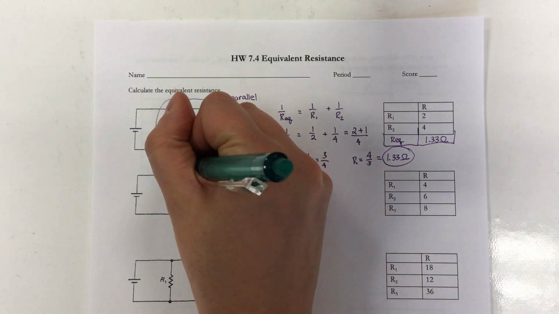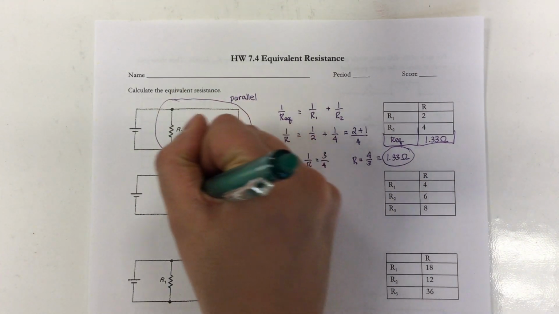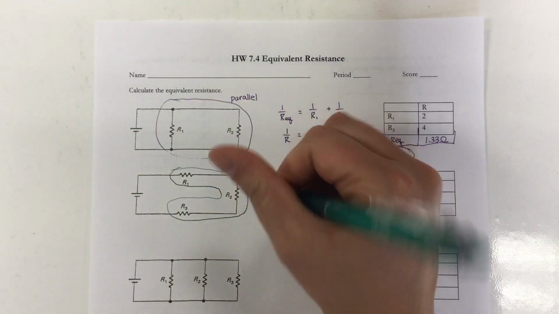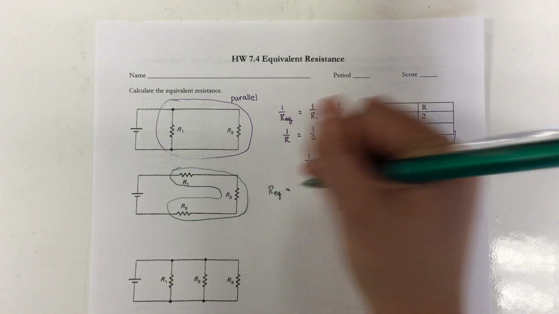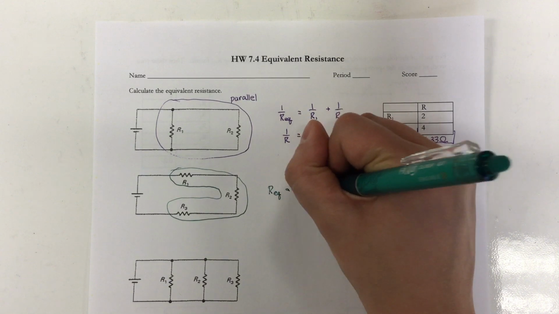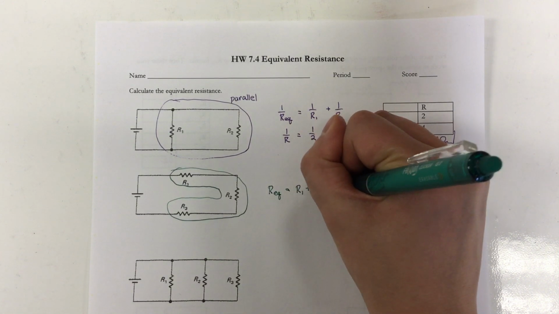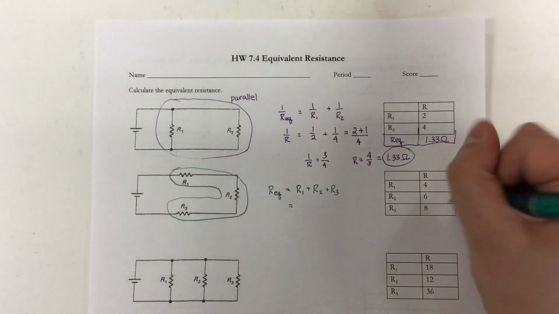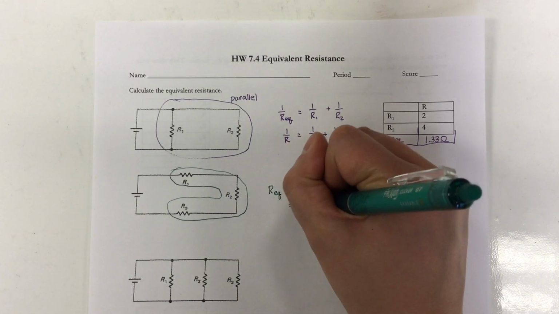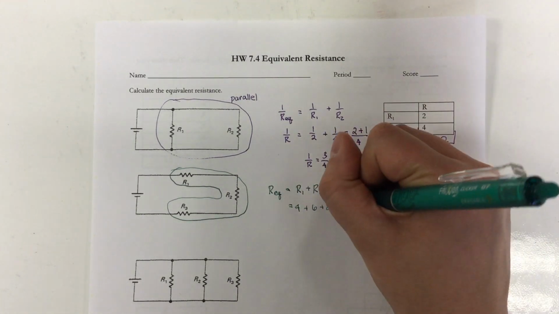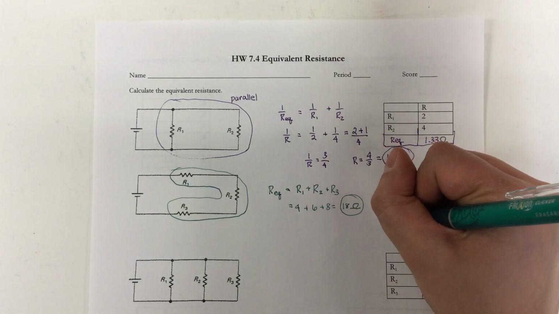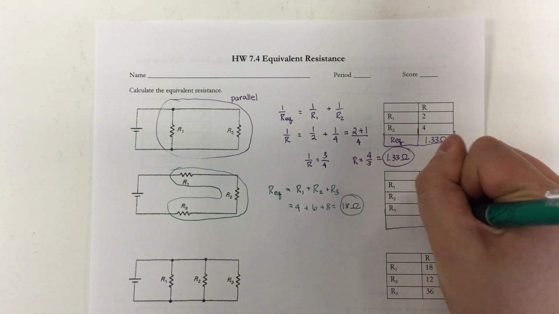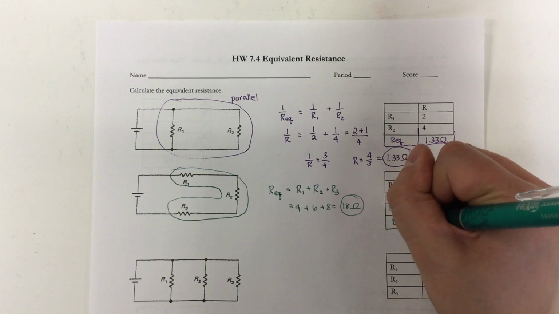Example 2 is in series. There's no junction surrounding these. So equivalent resistance in series is calculated by the sum R1 plus R2 plus R3, or in this case, that's 4 plus 6 plus 8, or 18 ohms. In series, the equivalent resistance is greater than the greatest.